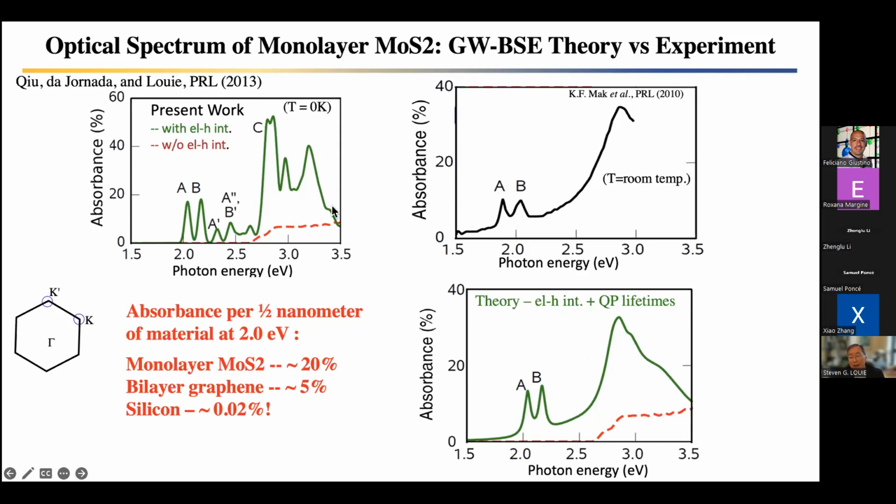And this kind of many-body interaction effect, electron-hole interaction, dramatically creates new states and also changes the oscillator strength. It robs some of the oscillator strength from higher energy excitations to lower energy excitation. In fact, the absorbance of a half a nanometer of this material is on the order of 20%. That's very large. Compared to bilayer graphene it is about 5%, and silicon is only about 0.02% because it's an indirect gap material and it's a bulk system.